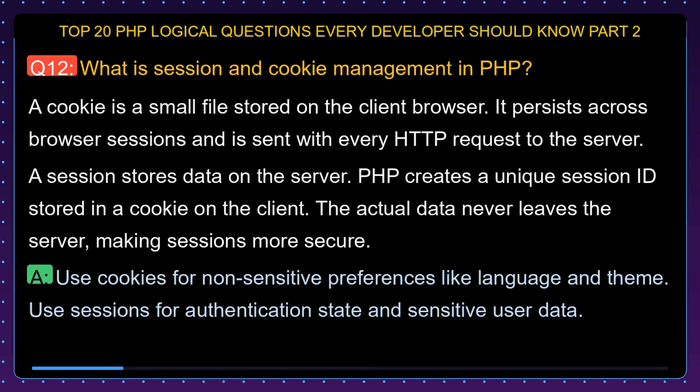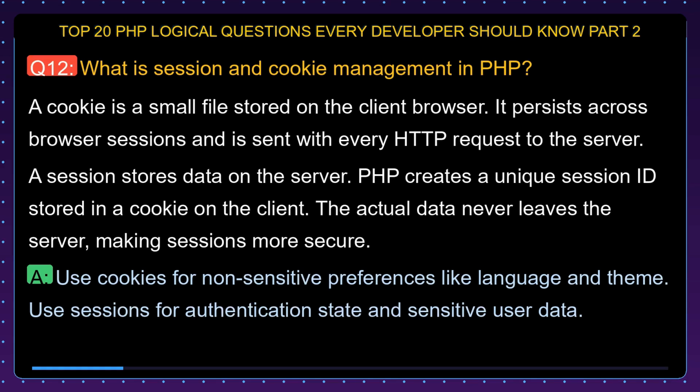Q12. What is session and cookie management in PHP? A cookie is a small file stored on the client browser. It persists across browser sessions and is sent with every HTTP request to the server. A session stores data on the server. PHP creates a unique session ID stored in a cookie on the client. The actual data never leaves the server, making sessions more secure.